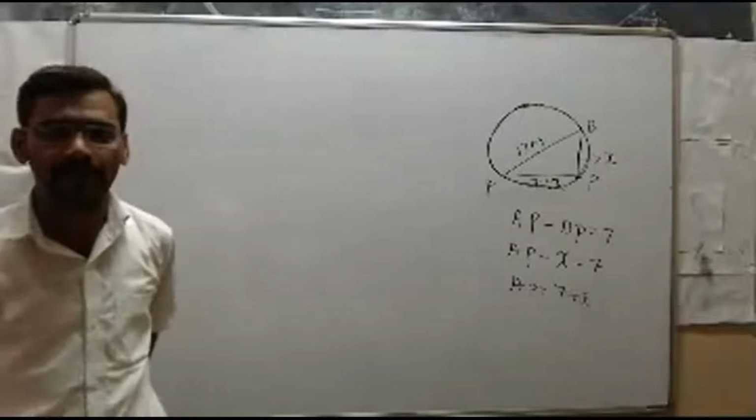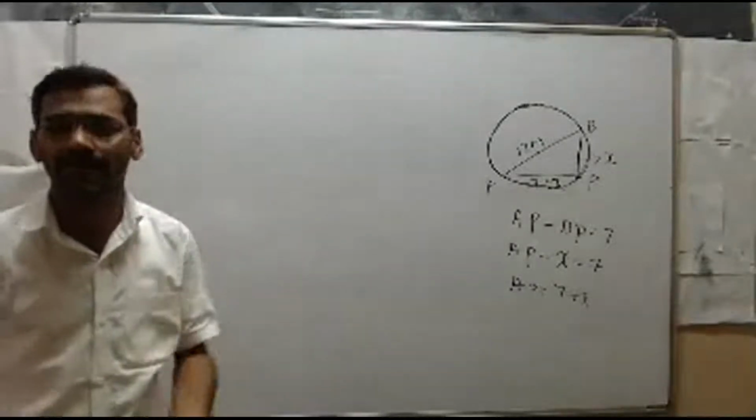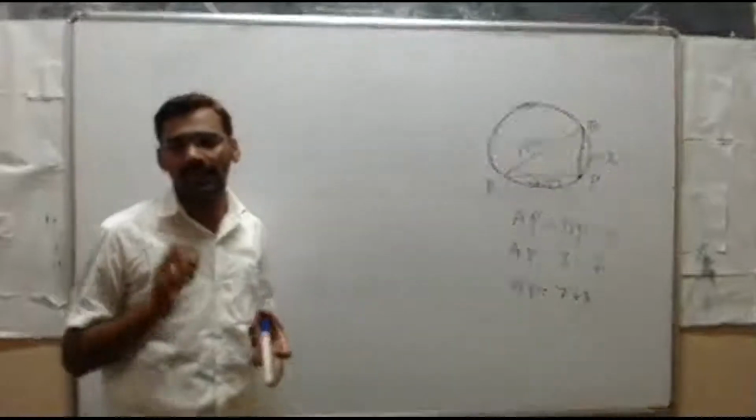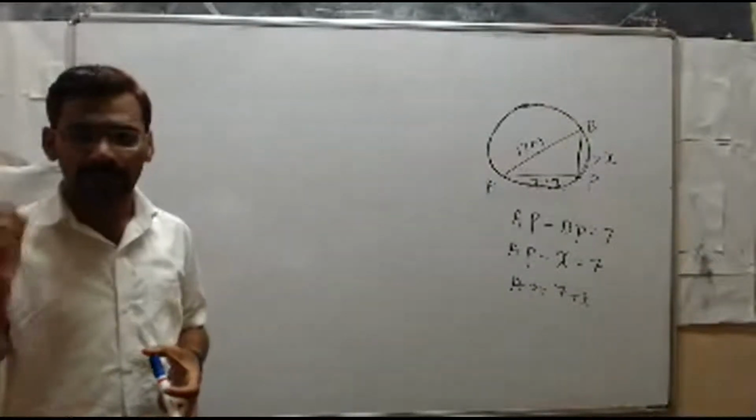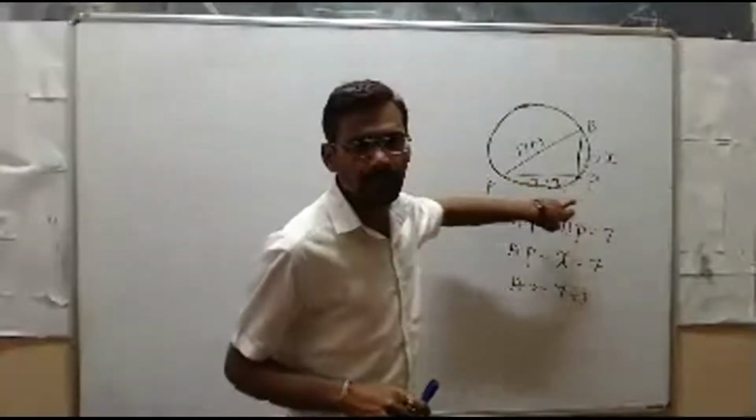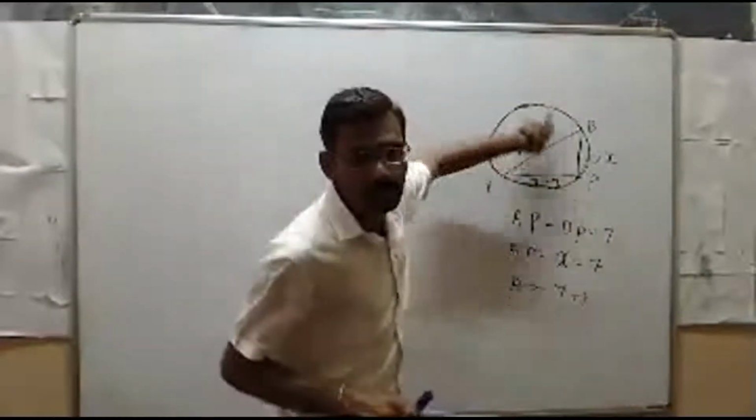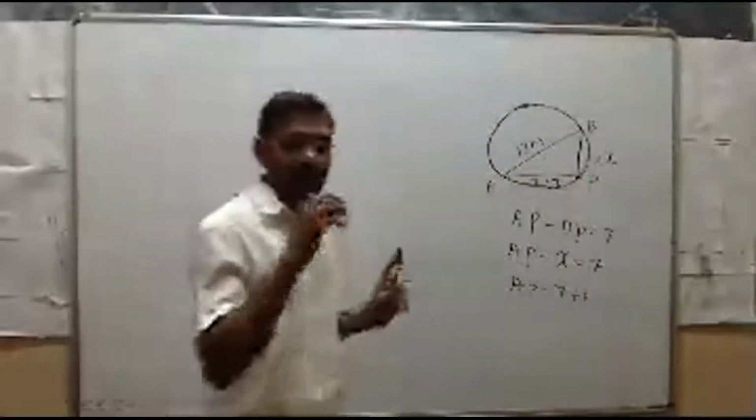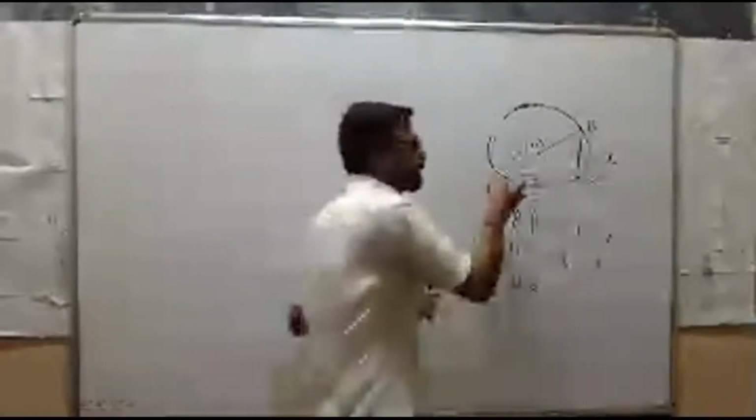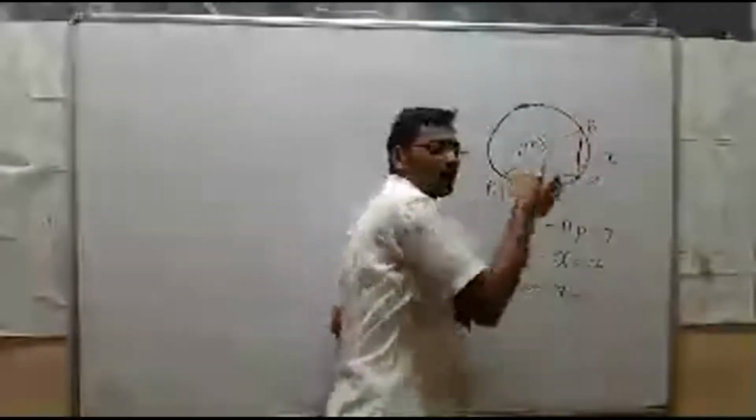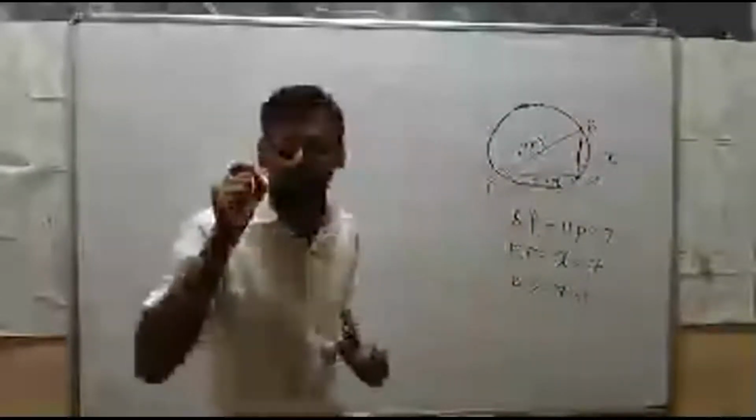It means the difference between that point from the two end points, the position of P, the difference from both the end points is how much? 7 meter. Is it possible or not? Is it possible or not?